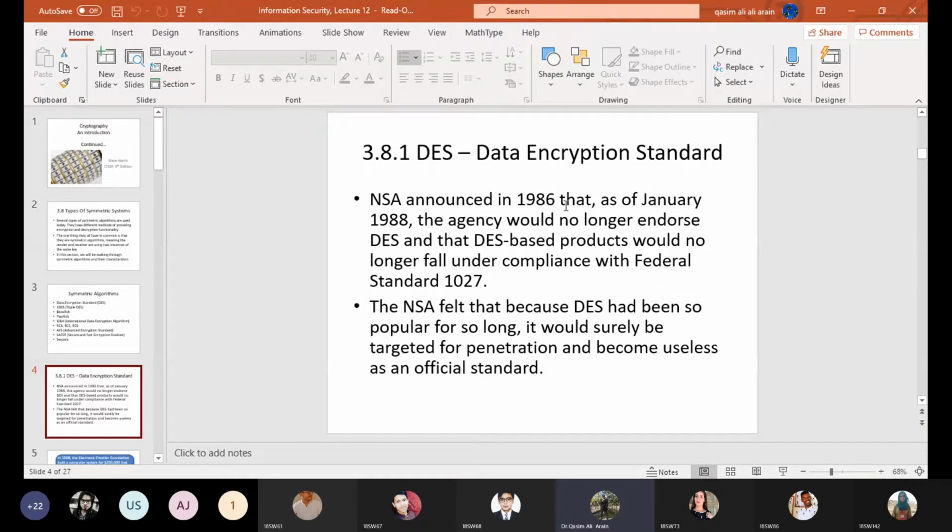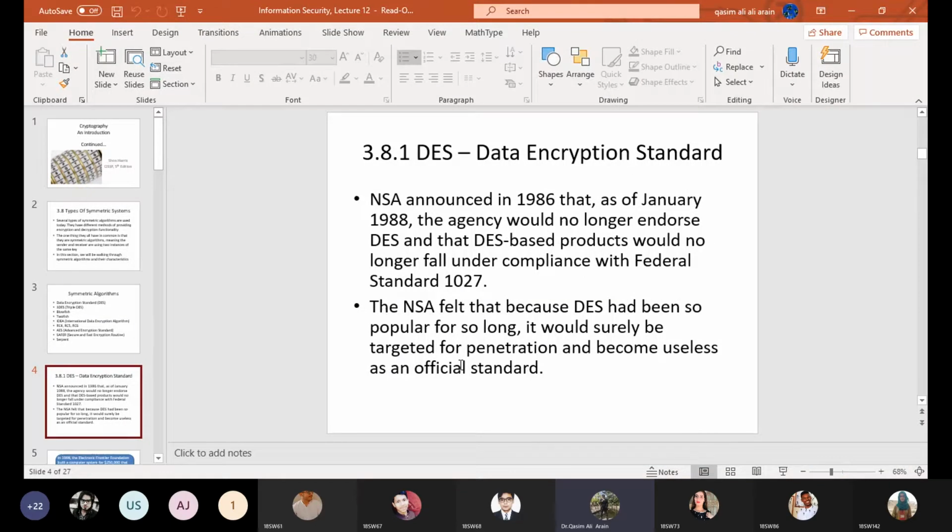NSA announced in 1986 that as of January 1988, the agency would no longer endorse DES and that DES-based products would no longer fall under compliance with Federal Standard 1027. The NSA felt that because DES had been so popular for so long, it would surely be targeted for penetration and become useless as an official standard. Now, we are discussing different types of standards used in symmetric algorithms. DES was the first one.